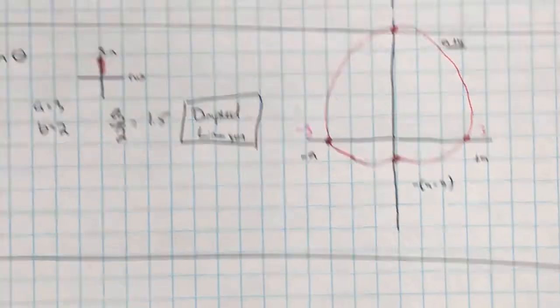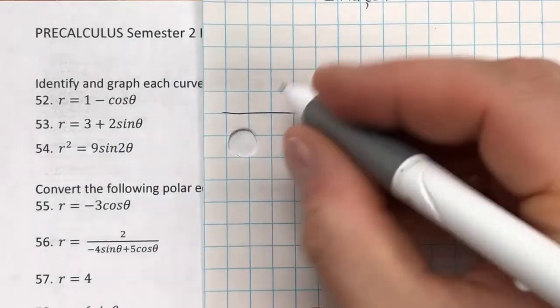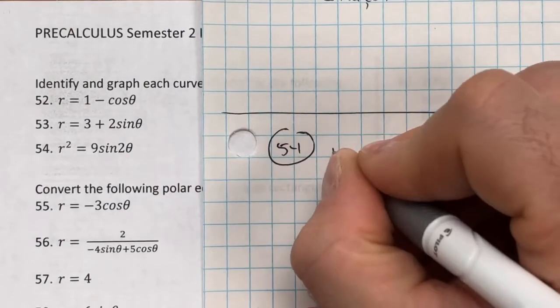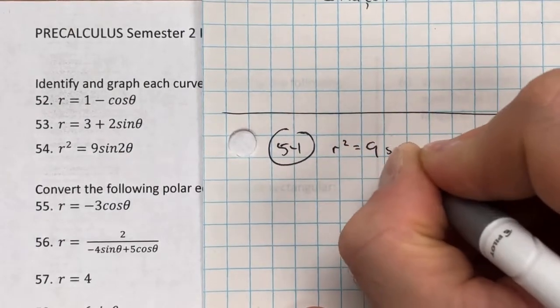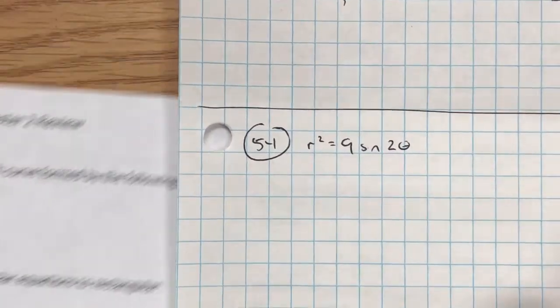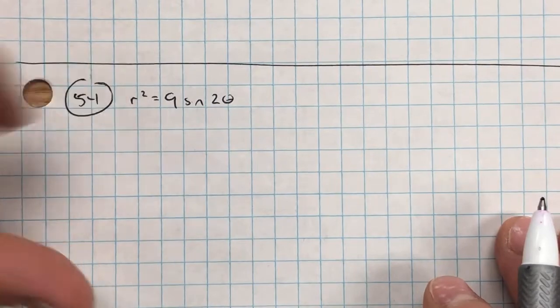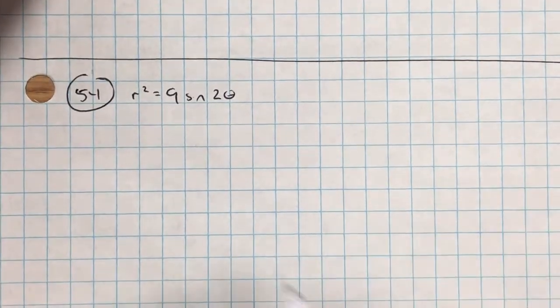Okay, that was number 53. Let's take a look at 54. Okay, so I have 54 is r squared equals 9 sine of 2 theta. Now this one's going to be a little trickier one because we do have to do a test graph before we do the full graph.